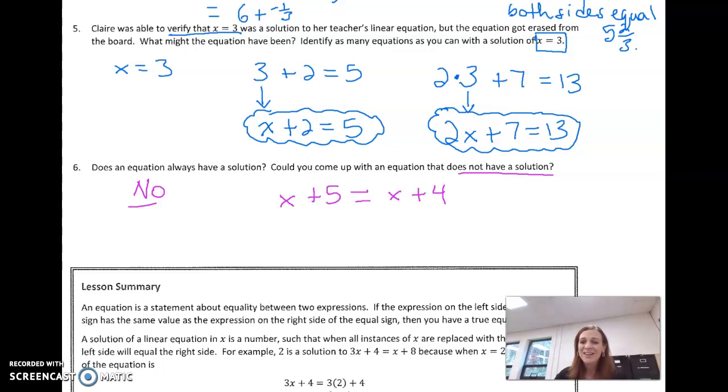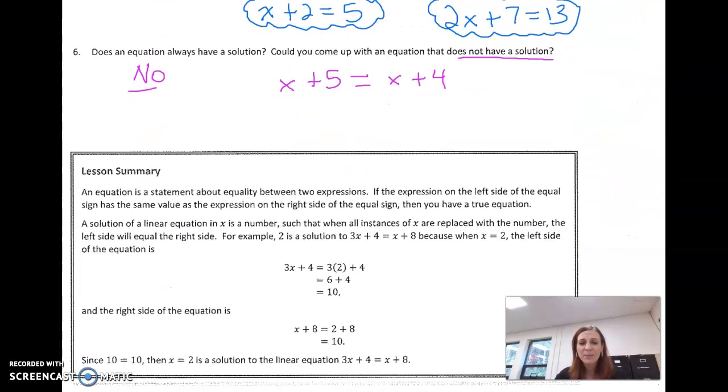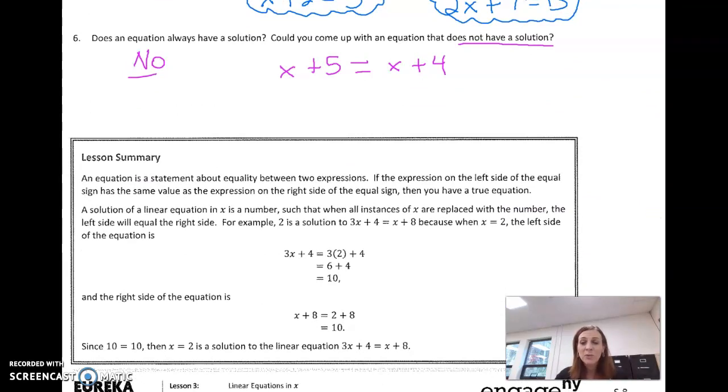Okay? So this is kind of the flip side of checking to see if something's a solution. But remember, this whole lesson is really about, and you can kind of read through the summary here, understanding what it means to be a solution to an equation.